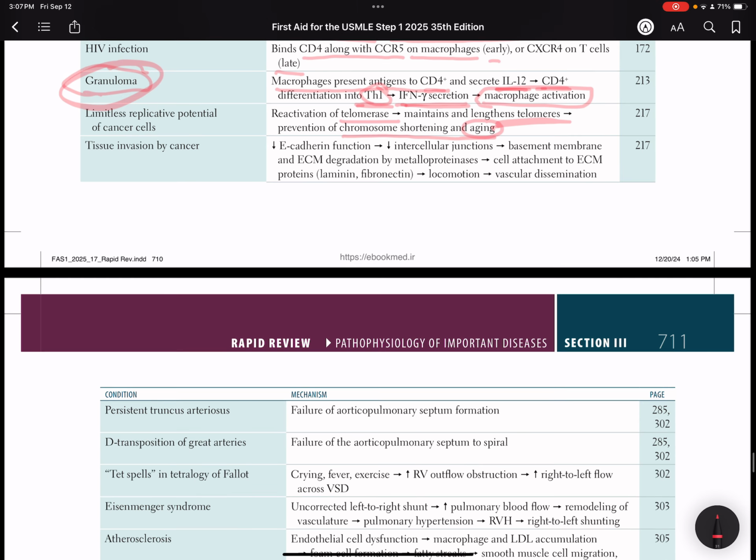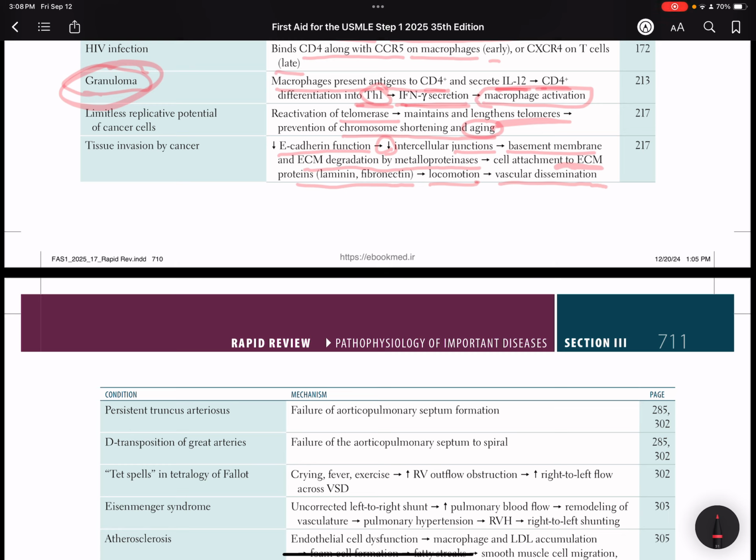What causes tissue invasion by cancer? Tissue invasion by cancer is due to decreased E-cadherin function. This leads to decreased intercellular junctions. This leads to basement membrane and extracellular matrix degradation by metalloproteinases. This leads to cell attachment to ECM proteins, laminin, fibronectin. Then you see locomotion. Then you see vascular dissemination.